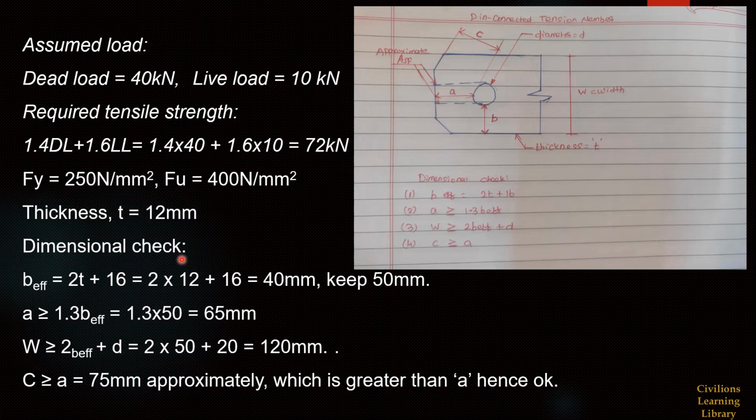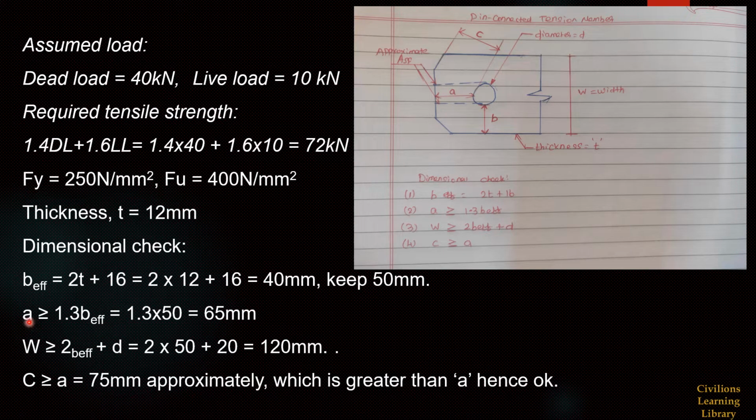There are some criteria given in the code to check the dimensions of this particular plate. The first one is B effective. B effective is nothing but this distance. This distance minimum should be 2t plus 16, so 2 into t, the thickness, plus 16 mm. So we have to keep this distance minimum as 40 mm. Here we will keep some margin and keep this as 50 mm.